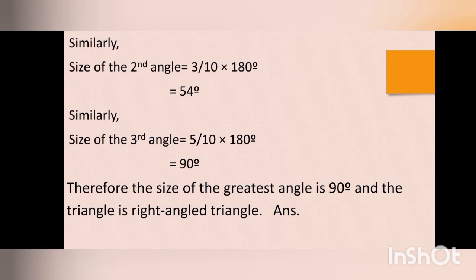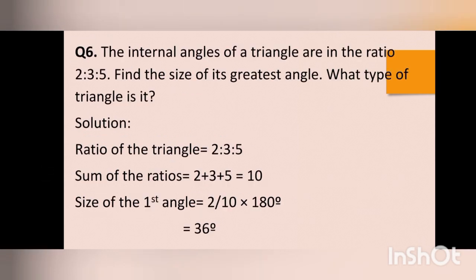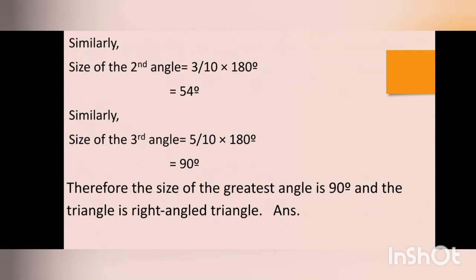Similarly, the size of the third angle equals 5 upon 10 multiplied by 180 degrees, and after solving it you will get 90 degrees. Therefore the size of the greatest angle is 90 degrees. The size of the first angle was 36 degrees, the size of the second angle was 54 degrees, and the size of the third angle is 90 degrees. So the size of the greatest angle is 90 degrees, and since one angle is 90 degrees here, of course this triangle is a right angle triangle.